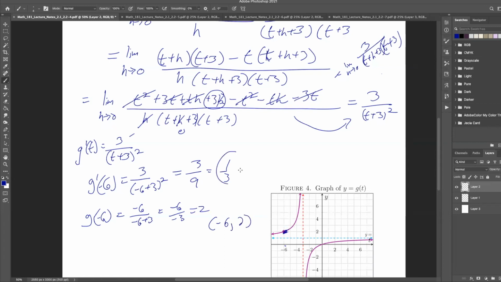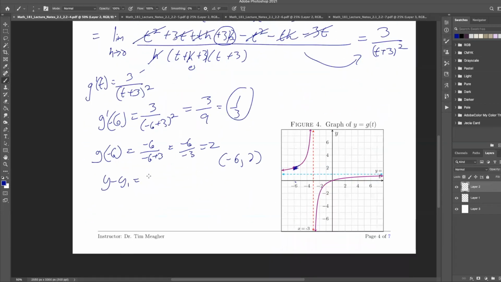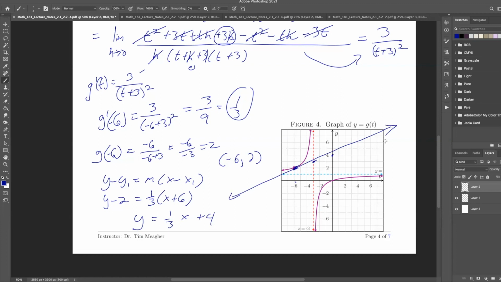We know what the slope of the graph is. It's a third. So here we can just plug it into y minus y1 equals m times x minus x1. Here we'll get y minus 2 equals 1/3 times x plus 6. And then if I solve this out, I'm going to get y equals 1/3 x plus 4. And notice here's another point on our graph. And then here we can just draw in our tangent line right here. And notice how that represents the tangent of the line at this point.